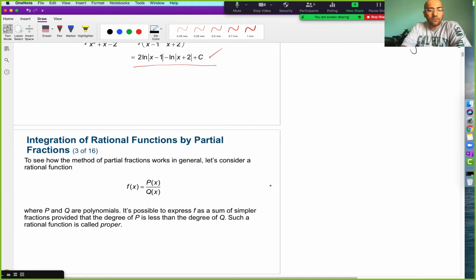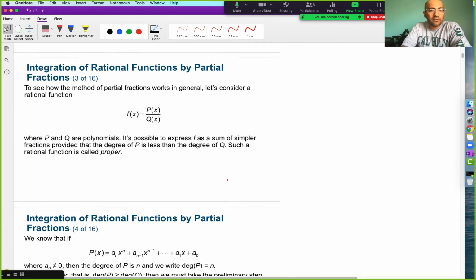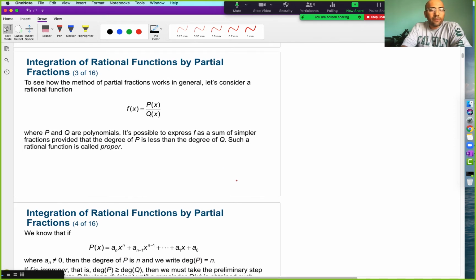No. Okay, to be able to do that, to be able to reverse the process of adding or subtracting fractions so that we can express one complicated rational function as the addition or subtraction of smaller, simpler fractions, that process takes us all the way back to the fundamental theorem of algebra. Again, hopefully you've run into that in your pre-calculus class. So we'll be sort of referencing it, but hopefully it won't be too bad.